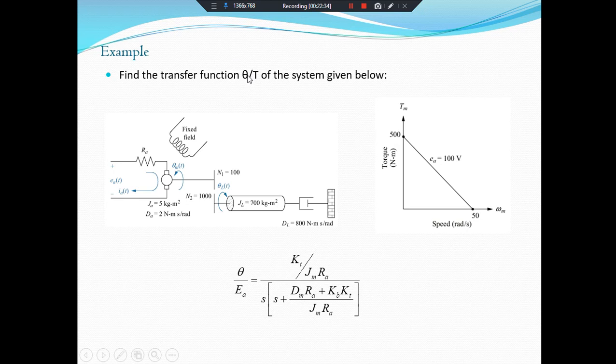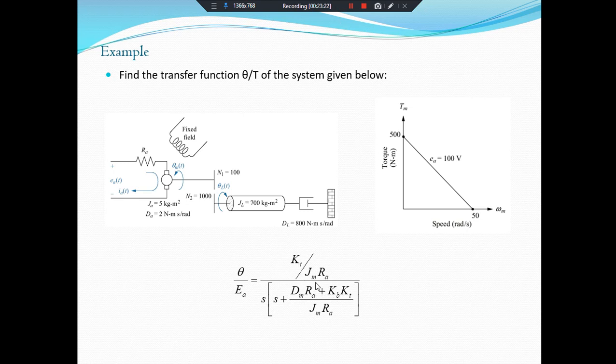We have to find the output by input. The relation between theta by EA is equal to this. Now, as you know the values of all the terms, we will put them in, and we will get the relation between theta by EA. By inspecting this equation, we can see that the value of RA, the armature resistance, is known. The value of DM, the value of DM.